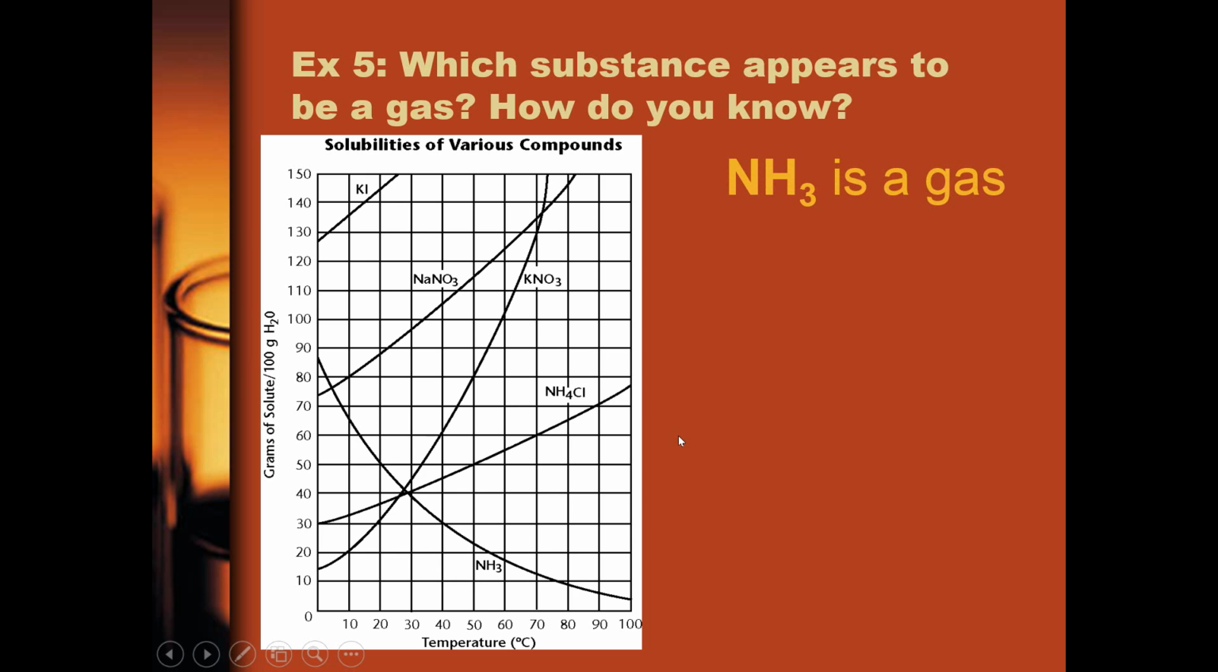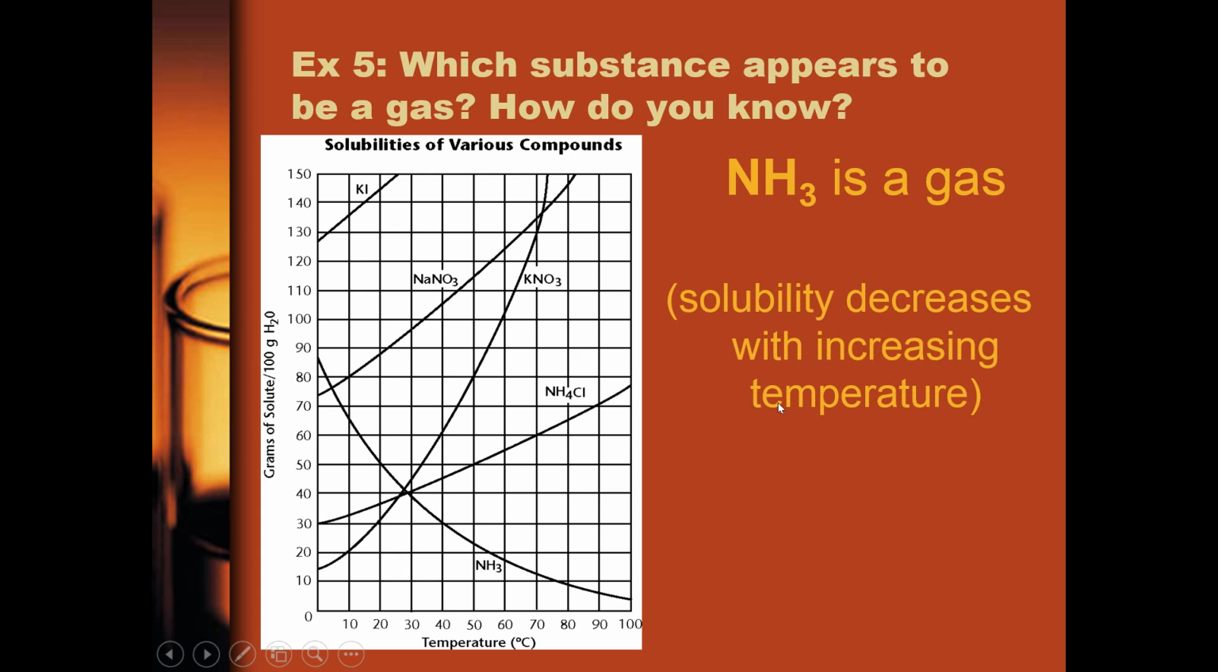NH3 is a gas, and the reason why it's a gas is because gases are actually more soluble when it's cold. So here are the cold temperatures. We can see the solubility is at its max, and solubility decreases with increasing temperature.